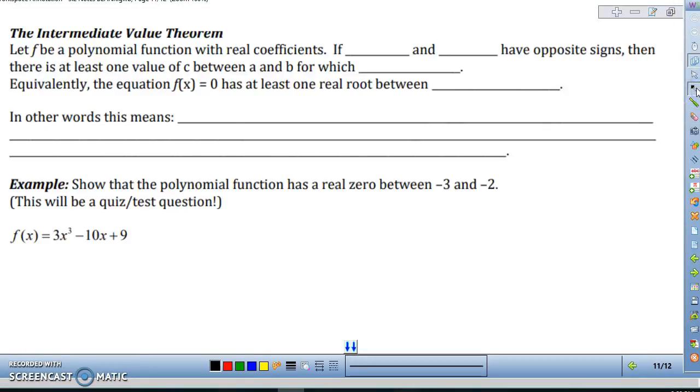All right, the last thing we are going to be talking about today, this is on our last page of our notes, is the intermediate value theorem. So this says, let f be a polynomial function with real coefficients. If f of a and f of b have opposite signs, then there is at least one value of c between a and b for which f of c equals 0. That means that the equation f of x equals 0 has at least one real root between a and b.